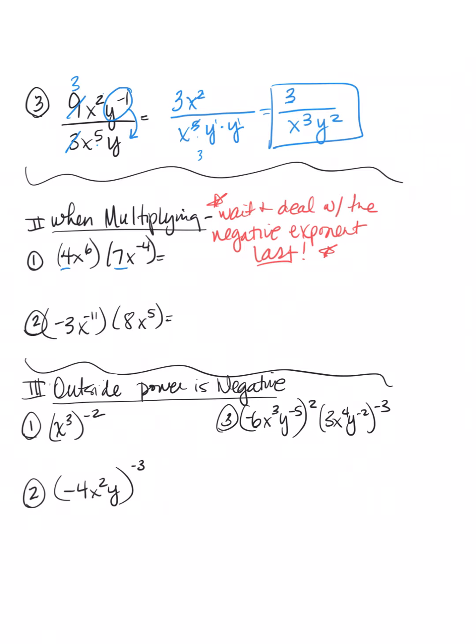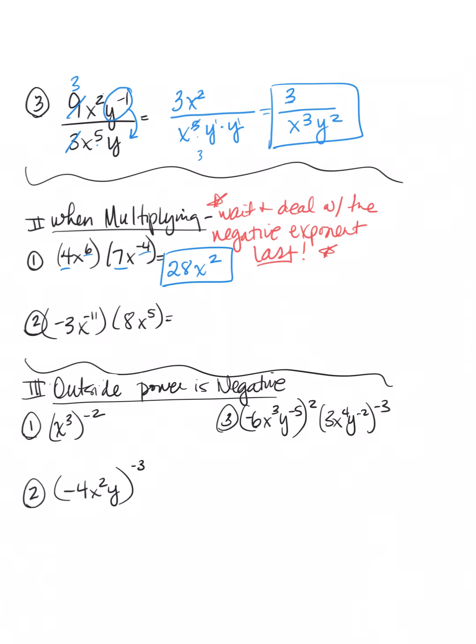We're just going to multiply coefficients first. So I'll have 28, and then I have x to the 6th times x to the negative 4th. Well, remember when we do side by side, we're just adding. So it really just becomes 28x squared. So the negative exponent took care of itself.